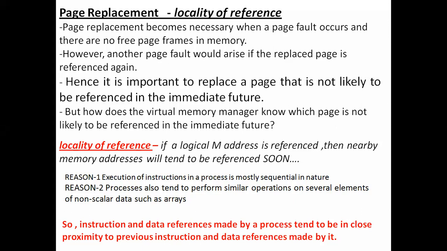Okay, hence the logical memory address access means there is a full chance that the next address will be accessed in the near future. And the second reason is that processes always tend to perform similar operations on several elements of non-scalar data, such as an array. You can take the example of looping operations. So what happens in looping?